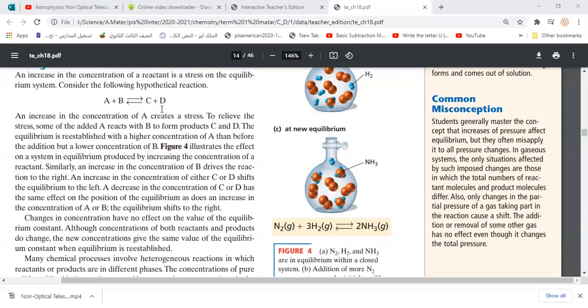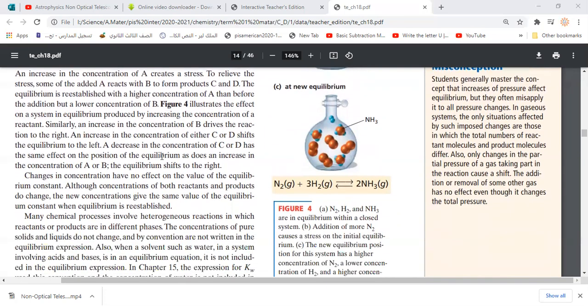Once there are more C and D available in the container, that means they are in a smaller area together, so they collide more often, and that will cause them to react faster than A reacts with B. That means in this case, the equilibrium is shifted to the left side toward formation of more A and B. And that means the rate of the reverse reaction will be more than the rate of the forward reaction until a new equilibrium is established.